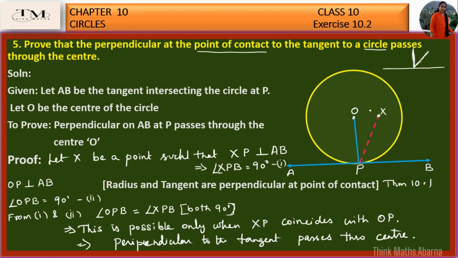If X is coinciding with O, that means if you draw a perpendicular to the tangent AB at the point of contact P, this perpendicular will pass through the center. It doesn't pass through any other point. It will always pass through the center. So this is the proof. I hope you are clear with this proof.